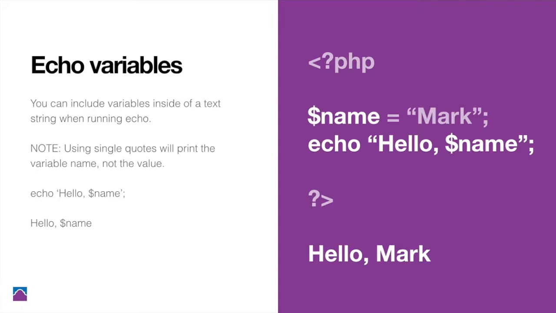Yeah, so you can include a variable inside a text when running echo. In this example, you have to use double quotes. If you use double quotes and put the variable in there, it'll actually output the value of that variable. But if you use single quotes, it'll output the variable name. So it won't actually run the variable, if that makes sense. So that's one thing to know too.